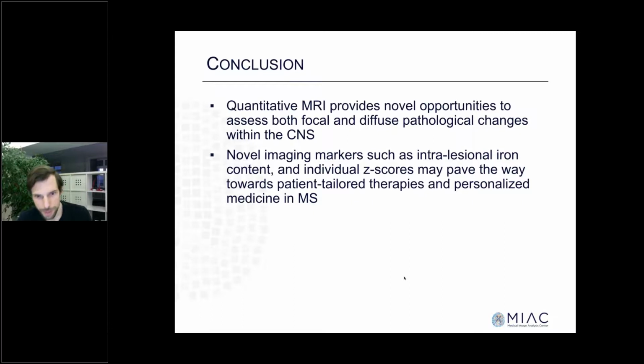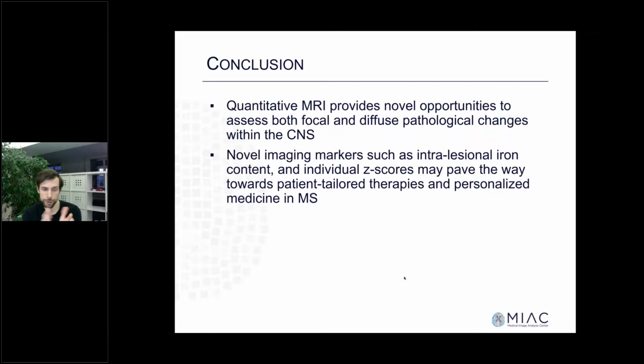So this was a short overview on quantitative MRI. In conclusion, I think quantitative MRI provides us new opportunities to assess not only the diffuse pathological changes within the CNS, but also the focal ones. Novel imaging markers such as intralesional iron content and individual Z-scores may help us also to pave the way towards a more patient-tailored treatment and personalized medicine.